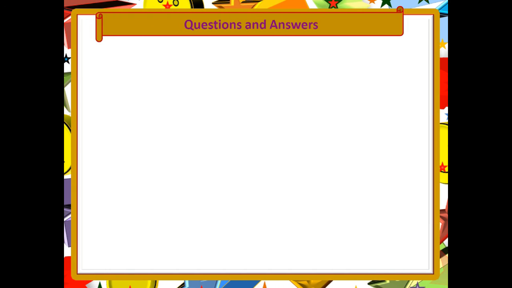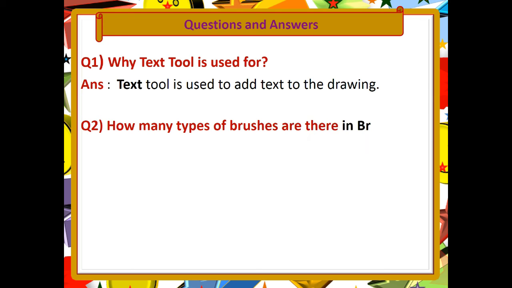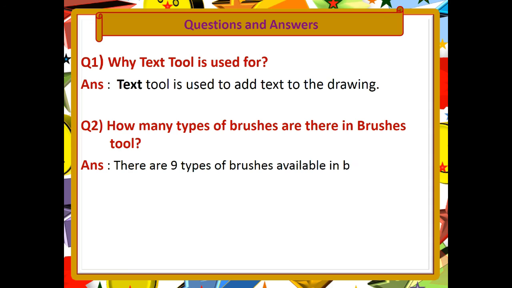Questions and answers. Why is the text tool used? Answer: Text tool is used to add text to the drawing. Question number 2. How many types of brushes are there in the brushes tool? Answer: There are 9 types of brushes available in the brush tool.